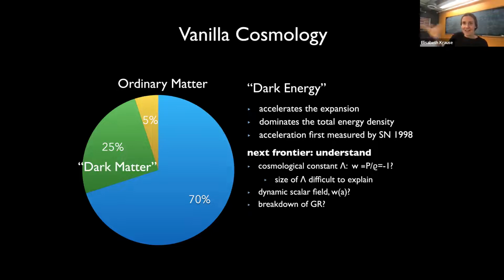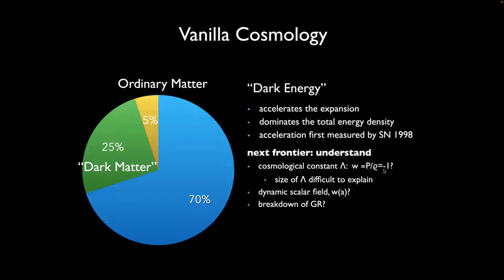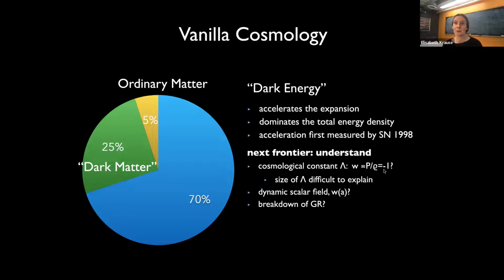However, while we've given it a name, we really don't understand it yet. In the simplest model, a cosmological constant described by an equation of state of -1, observations and theory would disagree on the magnitude of that constant by 40 to 120 orders of magnitude, depending on how you count. In the next slightly more complicated model, it could be a dynamic scalar field, where that equation of state then picks up a time dependence. Or we could be witnessing a breakdown of GR.